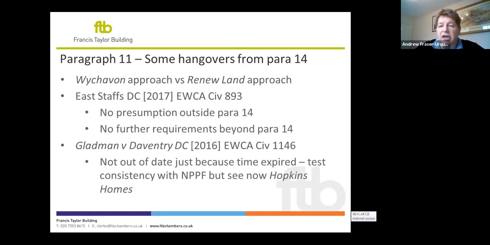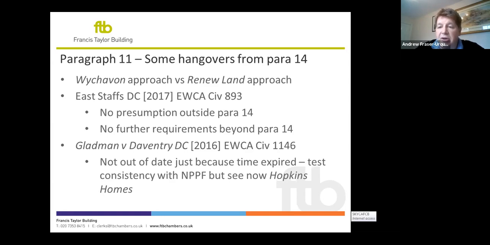Now that judicial uncertainty about the point eventually reached the Court of Appeal in the East Staffordshire case, and it was made absolutely plain that there was no presumption, there was no force, no bite to the presumption outside of what was provided for by paragraph 14.